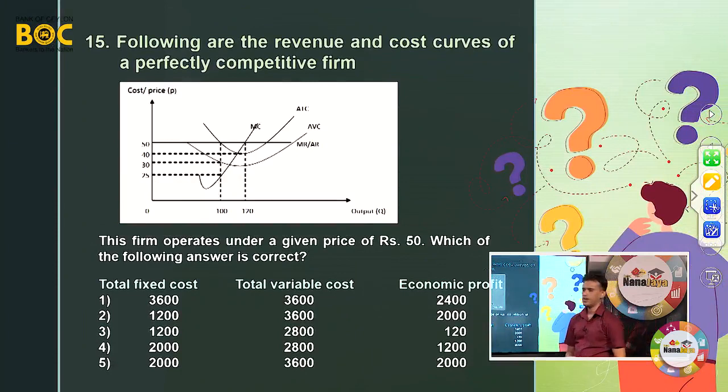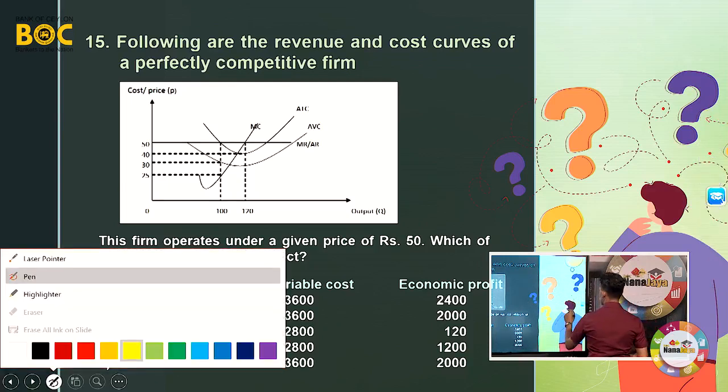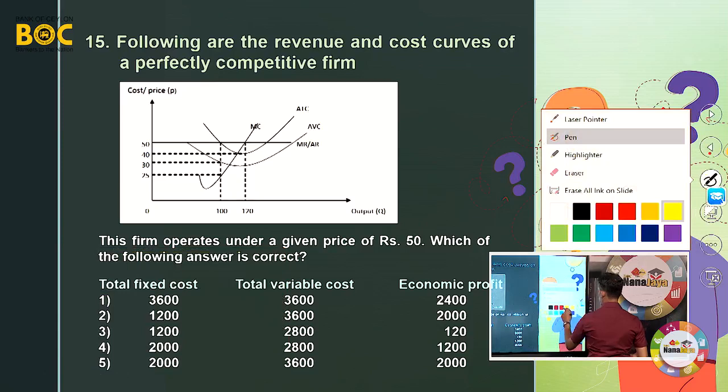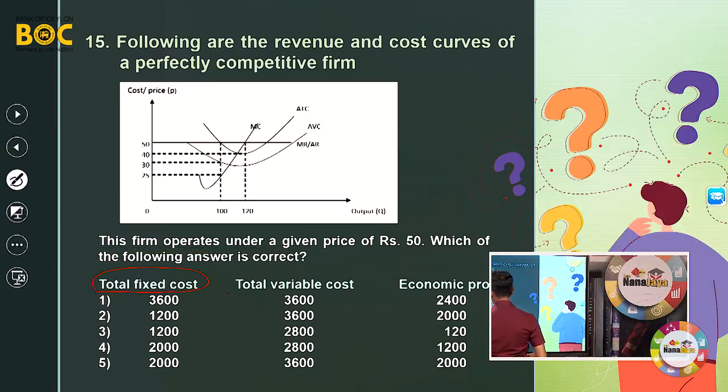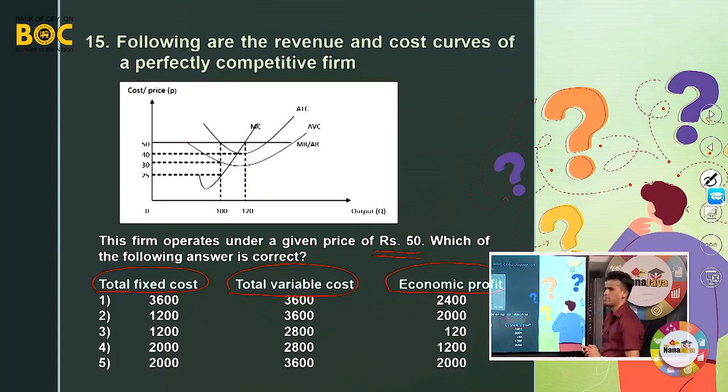Question number 15. Following are the revenue and cost curves of a perfectly competitive firm. What we are supposed to find out is the total fixed cost of the firm, total variable cost of the firm, and then the economic profit, right? And further, the question says that the current price is rupees 50.